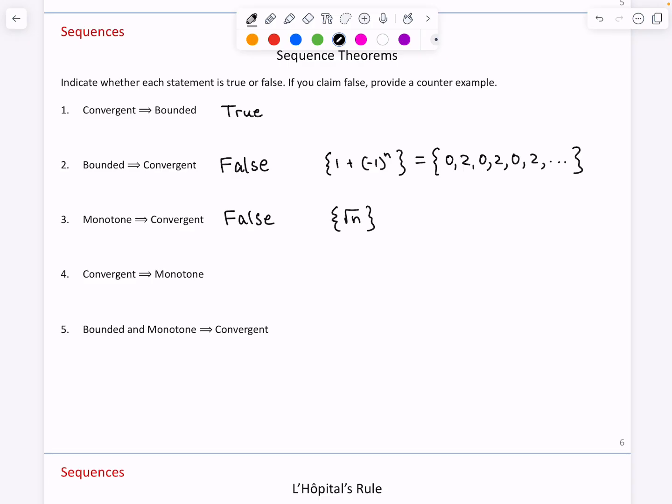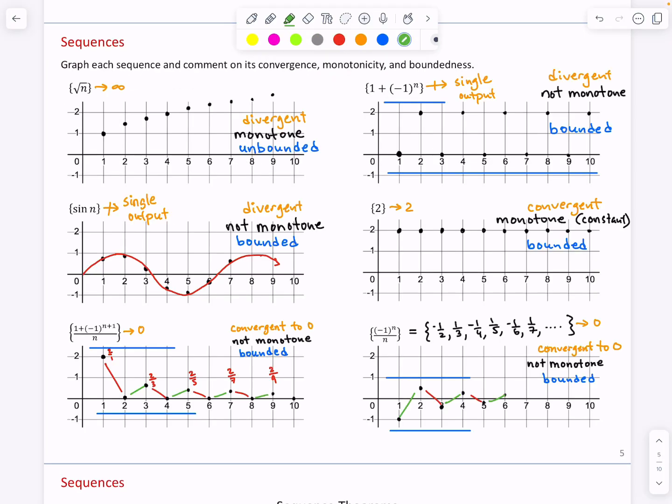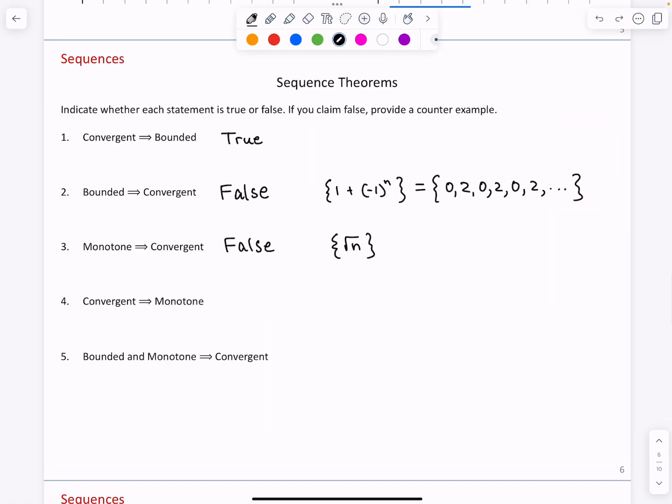Does convergent imply monotone? The fourth statement. Looking at our examples, we have an example of convergent but not monotone. Another example of convergent but not monotone. So using that last example as a counterexample, we say this is a false statement. Negative 1 to the n over n is a good example of a convergent sequence that's not monotone.